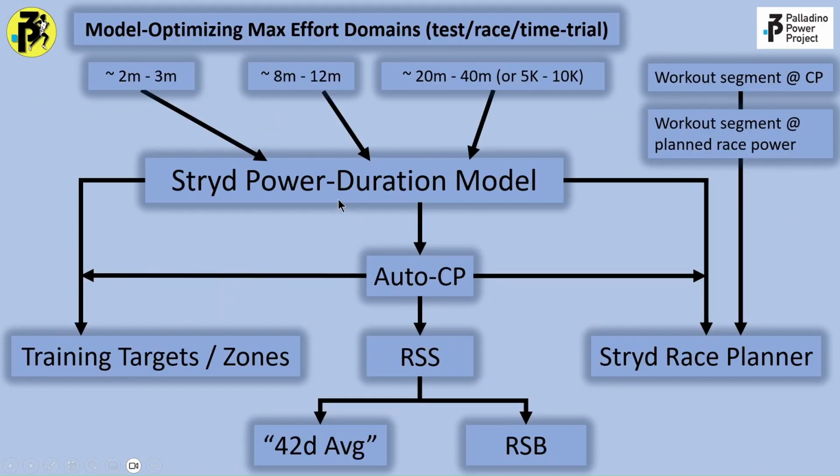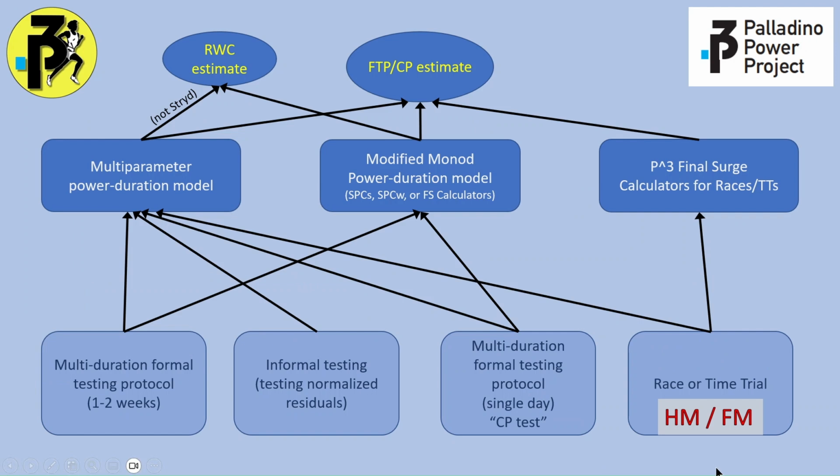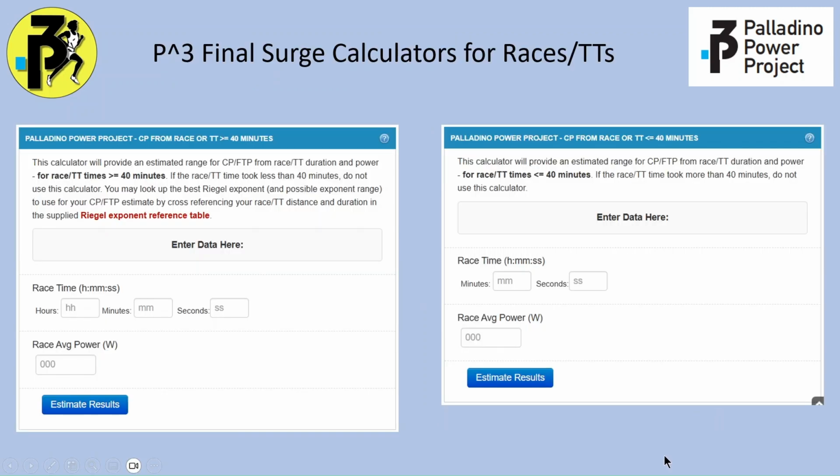All right, just bringing you back to this slide. If you're running these, you better balance it with these to get a valid CP estimate from the multi-parameter power duration model. If it's a half marathon or full marathon, realize that unless you're a really fast half marathoner, and certainly for any full marathon, it's not going to leverage this. It's not going to leverage that. So you have to use an alternative model, and there are some, like the ones I built for Final Surge, where you can input longer race data.